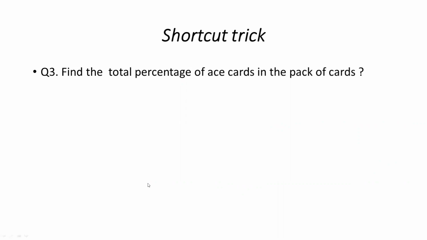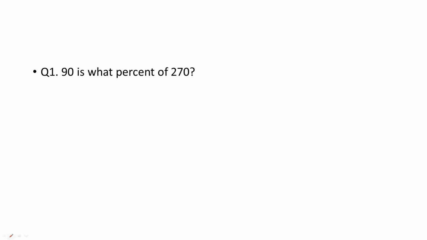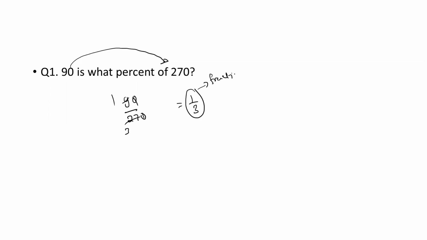So what is the question? The question is: 90 is what percent of 70? So what should be your ideal approach to solve this question? Your ideal approach should be 90 by 270. Nine ones are 9, nine threes are 27, and it is 1 by 3. You know that 1 by 3 is your fraction value, which is nothing but 33.33%.